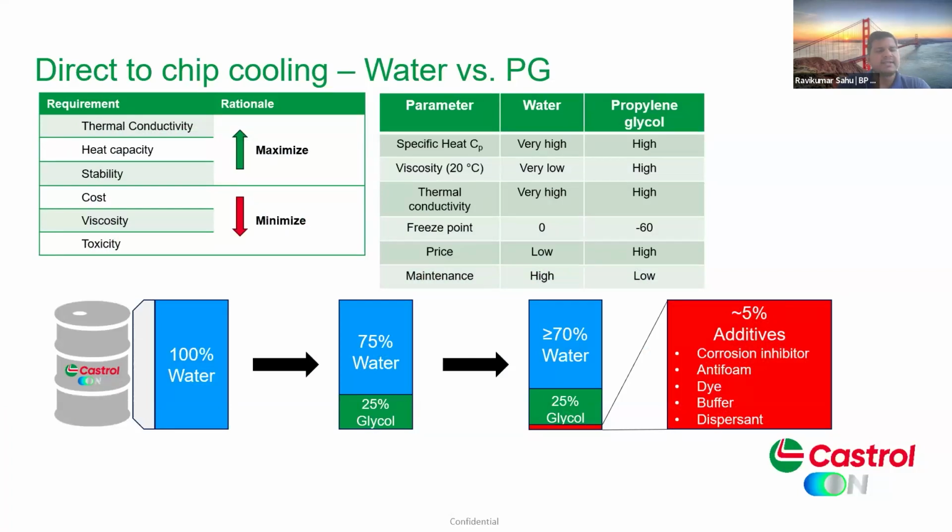So due to all these things, we use PG25, from the chemistry and from the thermal property point of view also. Your fluid should have high thermal conductivity, high heat capacity, and it should be thermally and chemically stable when it is in operation. Cost wise, it has to be low in cost. So this is the basic difference between water versus PG.